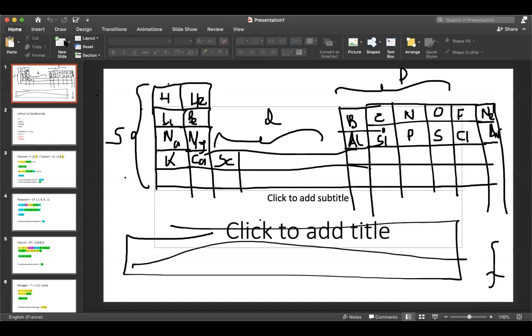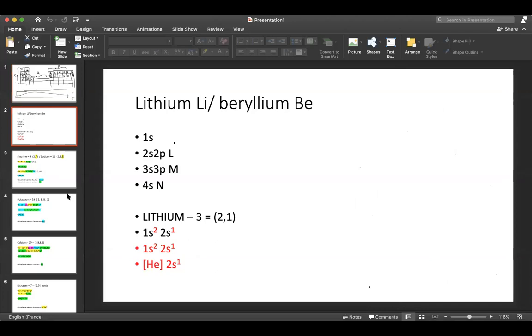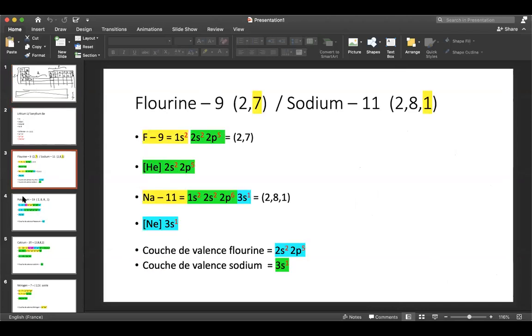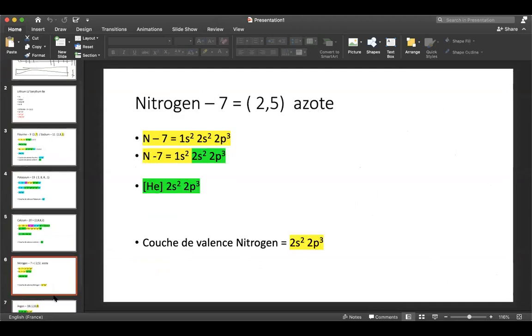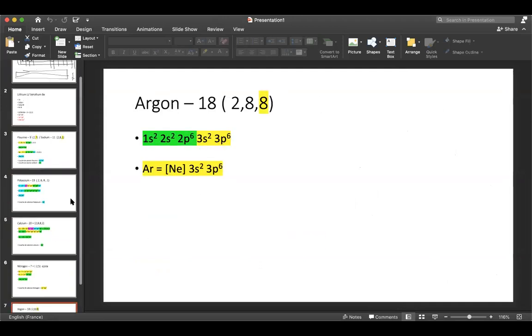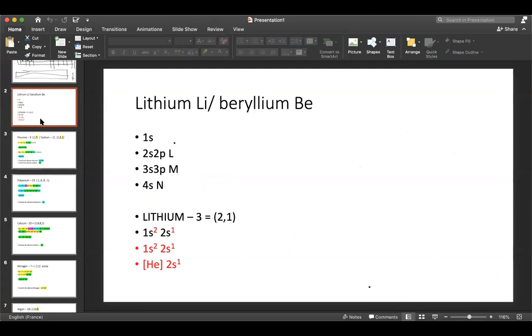So we said we are going to look at the periodic table, that is the top 20 elements. So we had a few examples. We had lithium, beryllium, fluorine, sodium, potassium, calcium, nitrogen, and argon. So I'll start with the first 2.